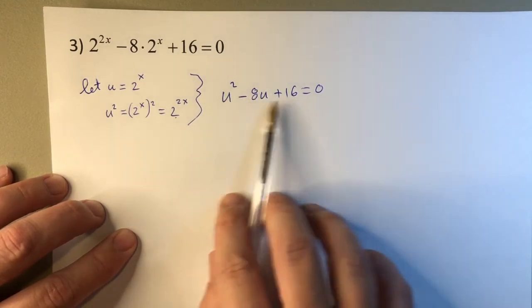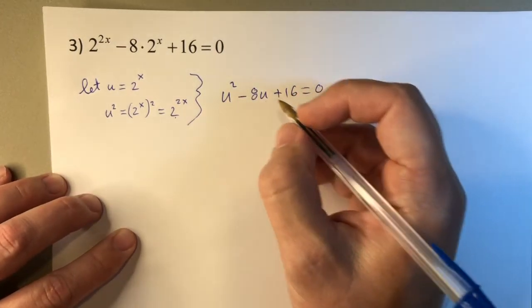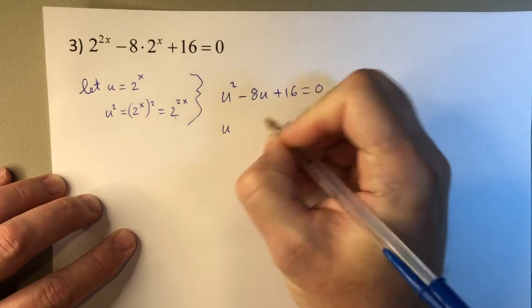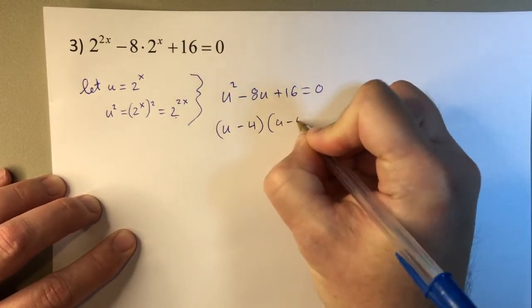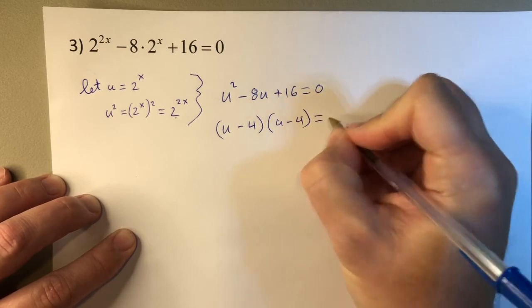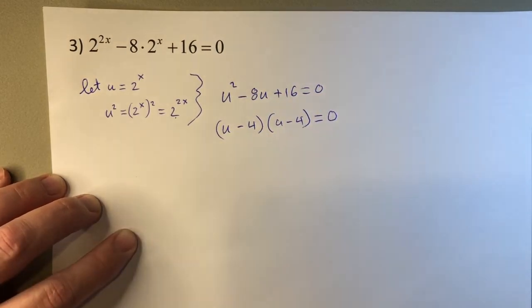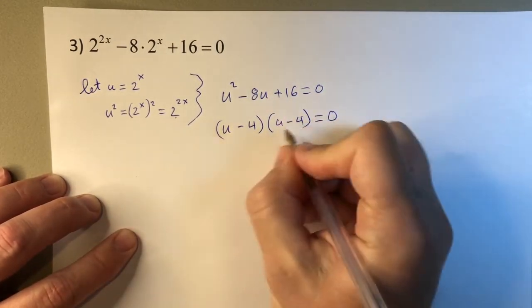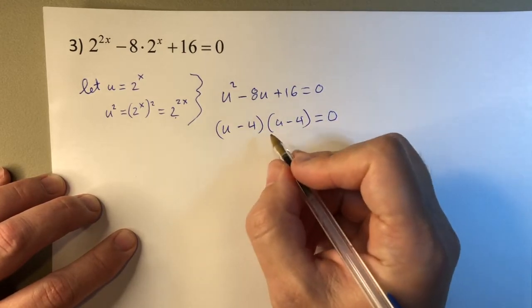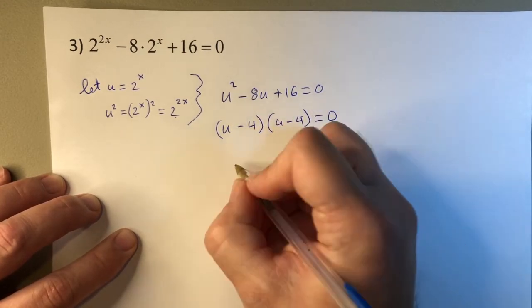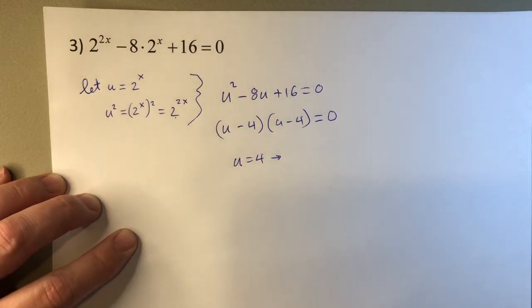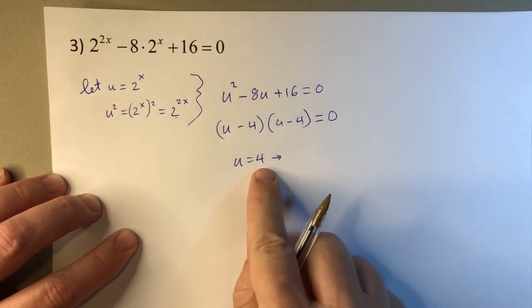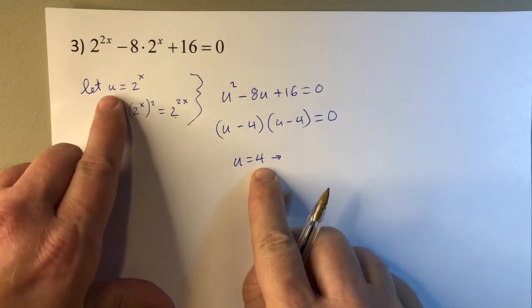At this point, you can go ahead and solve for u. So let's see, is this factorable? It sure is. You get the quantity u minus 4 times the quantity u minus 4, which means if you set, well, they're identical, but if you set these binomials equal to 0, you get u equals 4. That's not what we're solving for. Like I said a moment ago, we're solving for x.